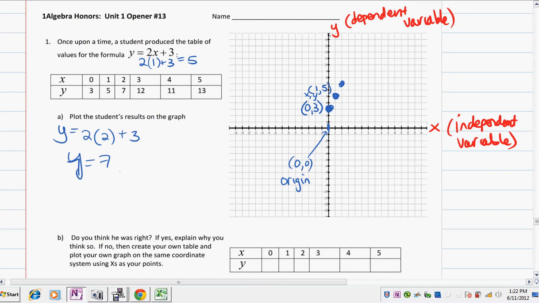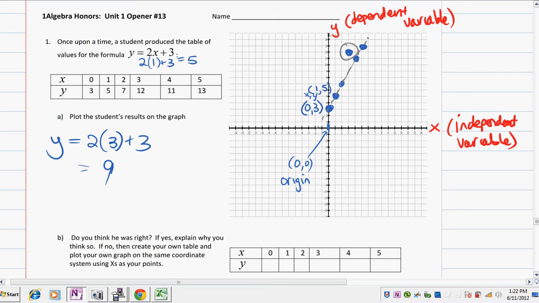So now what about 3? Well, when I plug in 3, 2 times 3 plus 3 is, so when x is 3, what is y? That would be 9. Well, he didn't have 9, he had 12. So he had over 3 up to 12. And then he had 4, 11, and 5, 13.